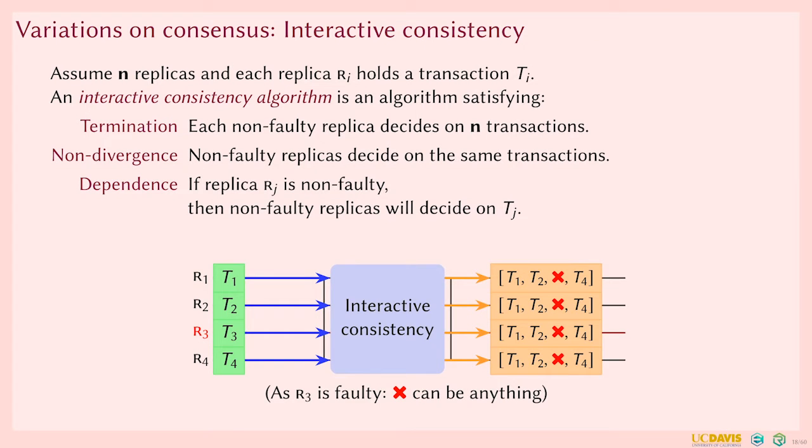The other problem that one typically sees is interactive consistency, which is slightly more complex than consensus. And in interactive consistency, all replicas have a value, and after performing interactive consistency, all replicas learn of all the values of all the other replicas, and when the replica is correct, then all the other replicas will learn of its exact value, and otherwise they might learn of a bogus value if the replica is faulty. So in this example, we see that the third replica is faulty, so all other replicas will learn T1, T2, and T4 of replicas 1, 2, and 4, but they might learn an arbitrary value from replica 3.